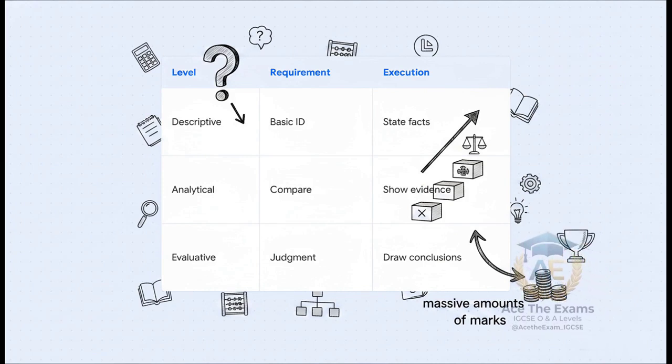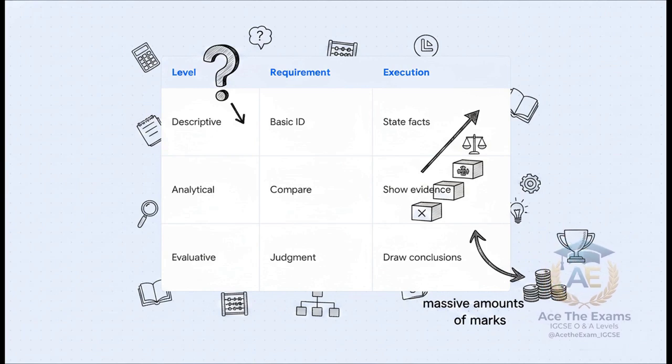Let's look at this breakdown. At the descriptive level, it's just basic identification. You state facts. The business has bad debts. That gets you barely anything. At the analytical level, you deploy comparative analysis. You show similarities and differences with evidence. The business has higher bad debts this year compared to last year, which reduced profitability.